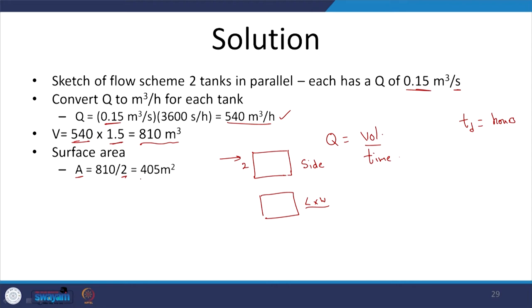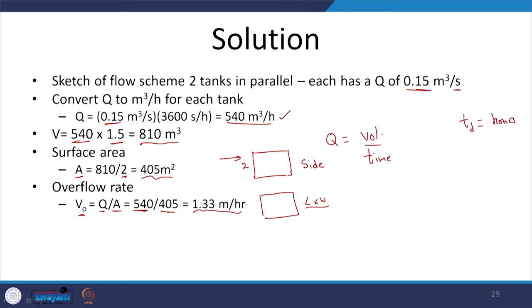Now, once I calculate the surface area, I can calculate the overflow rate. It's pretty straightforward, Q by surface area, right? 540 by 405, so looks like it's 1.33 meter per hour. So that's just some algebra, but again, this is not the design. We will look at the design in greater detail later. Again, Q and time was given, so we calculated the volume. And we already had the depth, we calculated the surface area, and from the surface area we calculated the overflow rate, which gives us the relevant threshold, right?